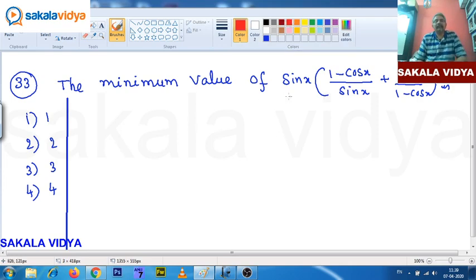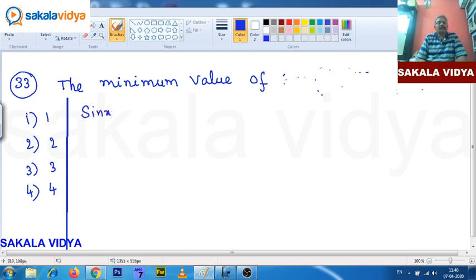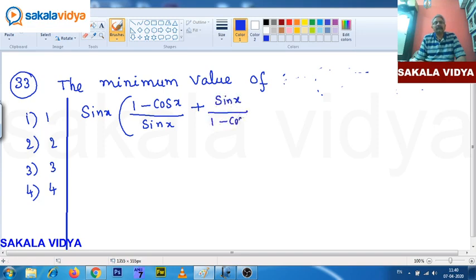Okay, I will write once again, please. Of sin x into (1 minus cos x) by sin x plus sin x by (1 minus cos x) is, this is the question. Okay, now it is visible, I think so, right.